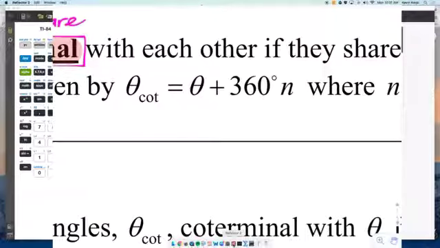Can n be 0? Is 0 an integer? Yes, 0 is an integer. So by this definition, when n is 0, you get theta coterminal equals theta. Can an angle then be coterminal with itself? By this definition. Heck yeah. An angle can share its own terminal ray with itself, right?